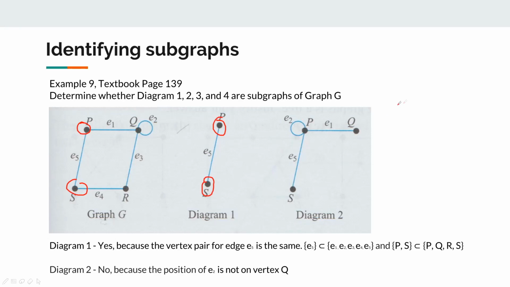Next, diagram 2. This is not a subgraph because the position of E2 is not on vertex Q. E2 is a loop over here, but on the original graph G, E2 is actually at vertex Q. So this is wrong.